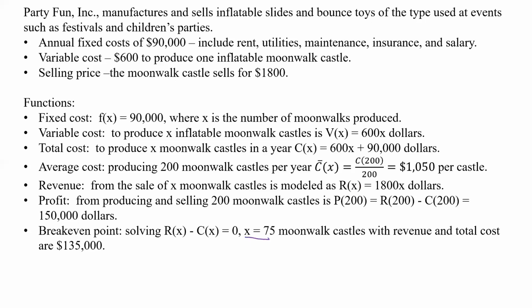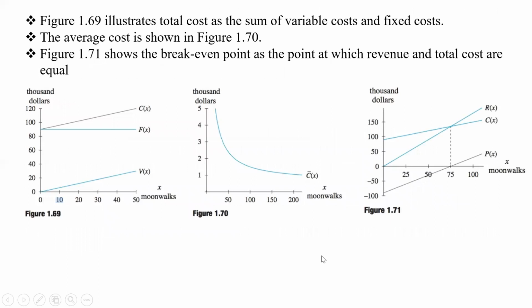Okay, now here are some illustrations they show in their book of all the different pieces. So in figure 1.69 here, we have the C of x, we have our f of x, and we have our v of x. So variable cost, fixed cost, and our total cost. And so basically when we add those two together, that's what we get for the cost function. Now the average cost is going to be this, and so basically we're taking our total cost divided by however many we make, and we can see that that's going down like this. So it's kind of an exponential function.